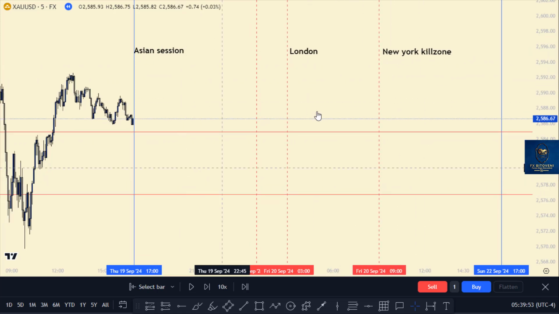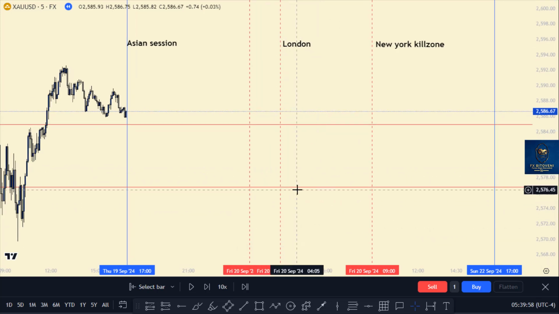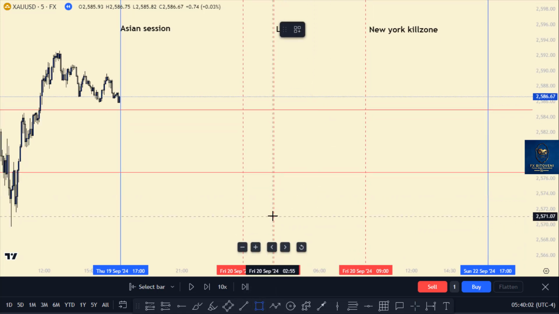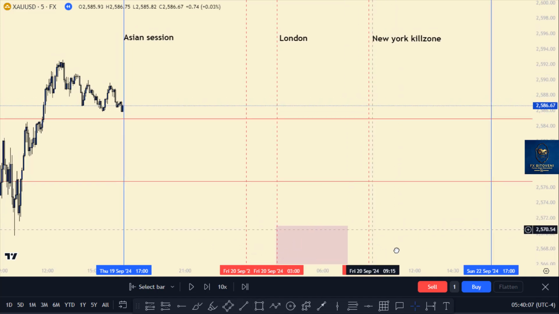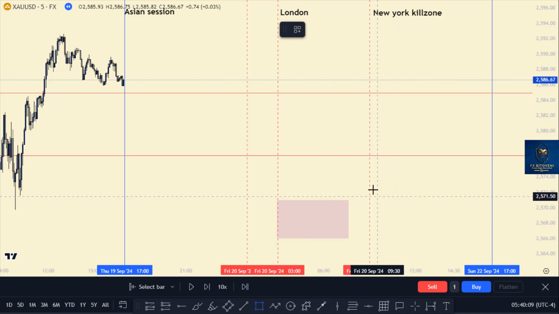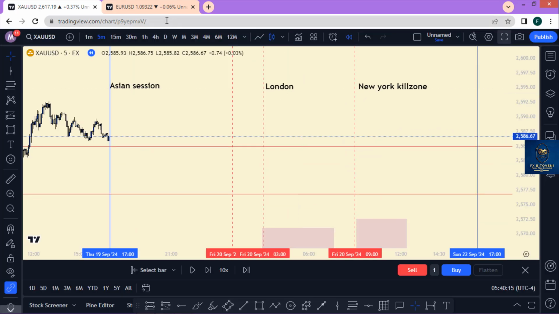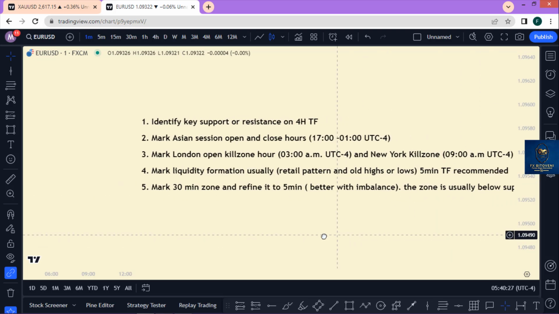So here, this means we are going to buy when the price is within this window or this window. So we are done marking our zones. Mark around the key zone, new key zone, you are done. Mark liquidity formation, usual retail pattern, and all the highs or lows. So 5 minute is recommended.